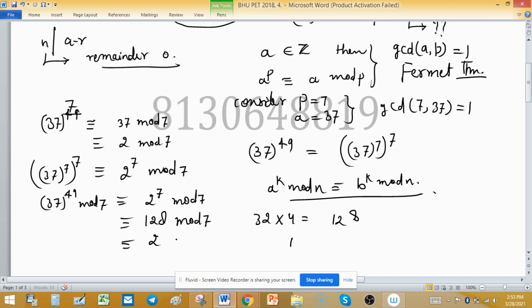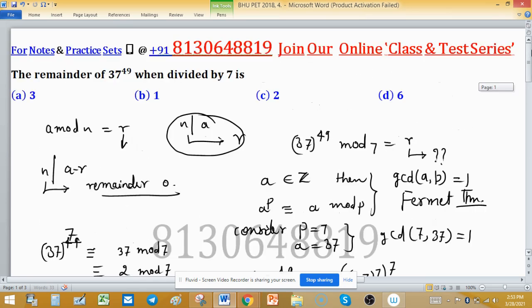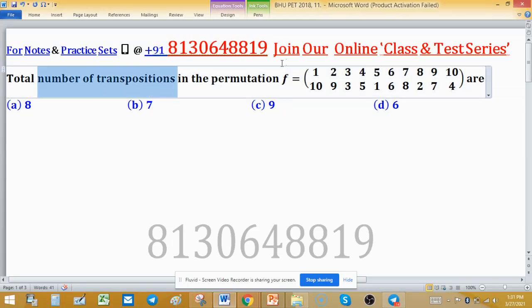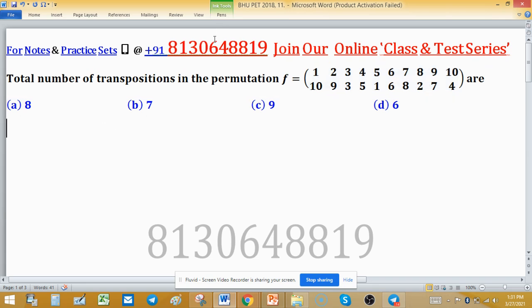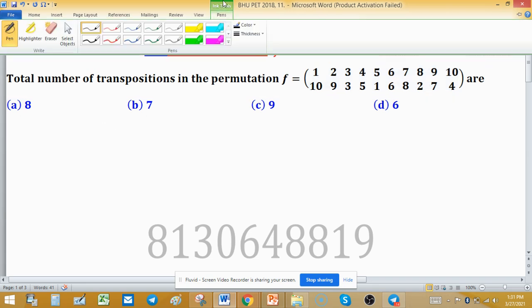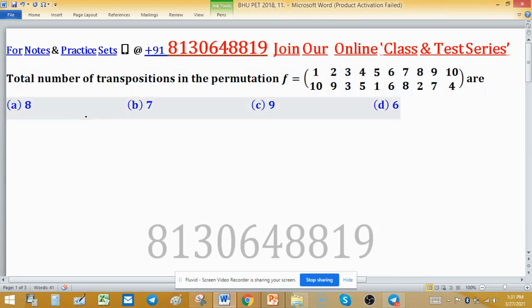So 2 mod 7 means 2 is the remainder. Now which option is giving the value 2? Option C is here. Total number of transpositions in the permutation, we have to find. To find the total number of transpositions, write the permutation in cyclic order.